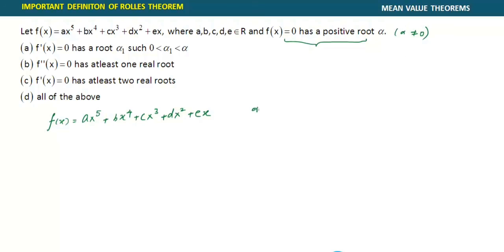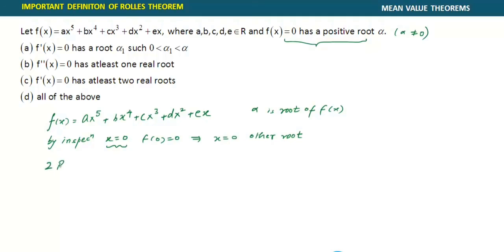Let's see in this question. We know that alpha is a root of f(x). By inspection, I can also say that there is another root. Can you tell me which one is that? By inspection, I can say, yes, x equal to 0 is the other root, because if you directly put 0, you can say that f(0) is coming out to be 0. So this implies x equal to 0 is the other root. Till now we have got two roots of f(x).